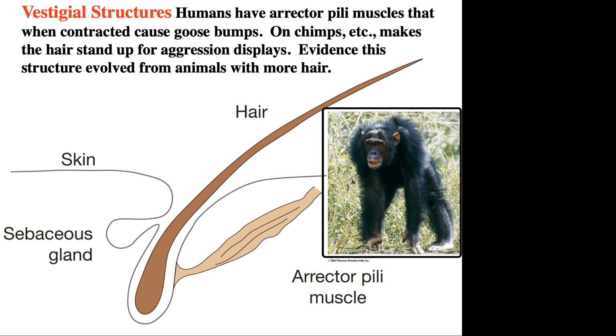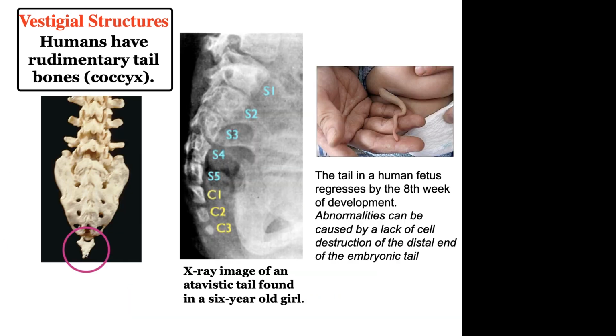These were made for displays when they were fighting one another, so we still have those as goosebumps. We don't use them anymore for aggression displays. And here's another one. Humans have a rudimentary tail, and some actually have longer tails as an abnormality, a mutation, which is common. But they no longer need a tail, but the genes actually are still there for making the tail from the ancestors that actually produced a tail.